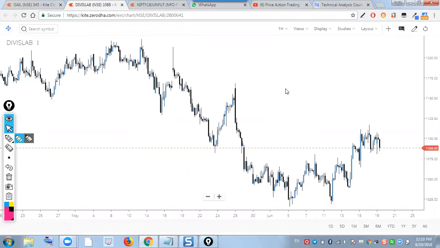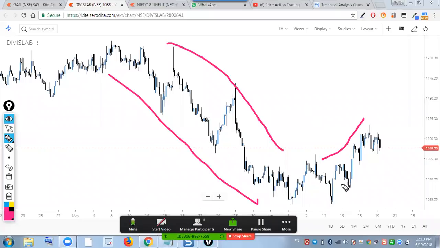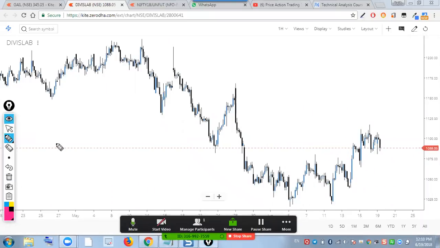In today's session, I'll be discussing some reversal signals, some reversal signs, you can say, based on understanding the price action context going on as well as the volatility seen on the chart. So this is Divis Lab, and somehow you can see after a round of sell-off here, we are now reversing here, right?